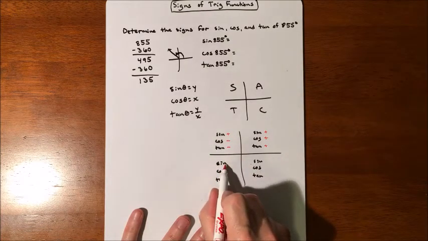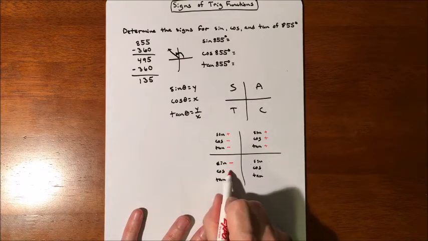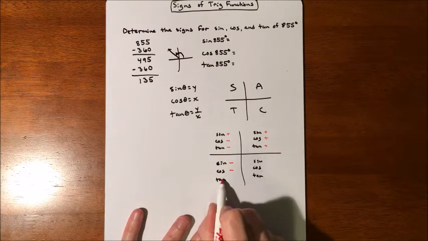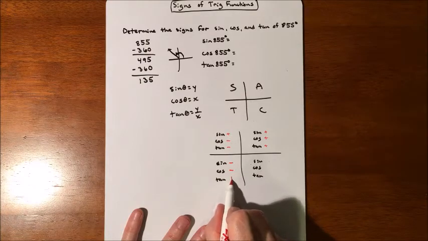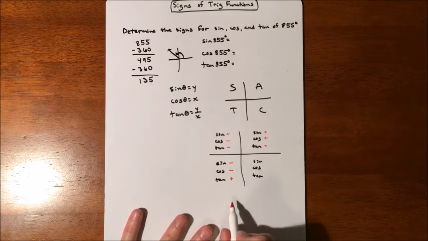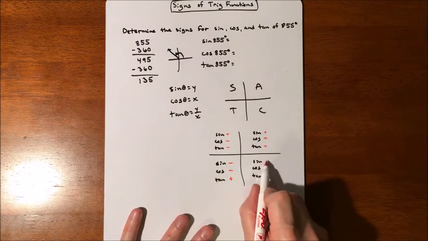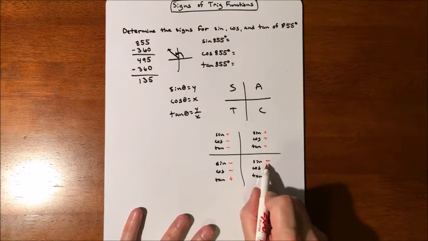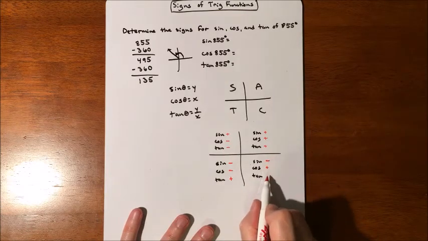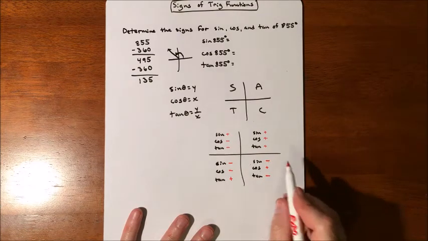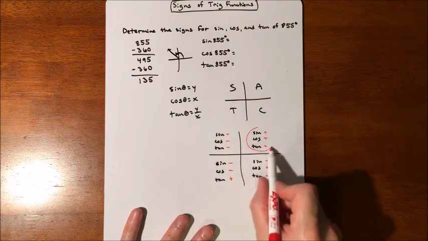Sine, on the third quadrant, your y values are negative, your x values are negative, and tangent is these two things divided into each other, which will be positive. Sine in this quadrant is negative because your y values are negative, but cosine is positive because your x values are positive, and then them dividing into each other is negative. So in this quadrant, all of them are positive.